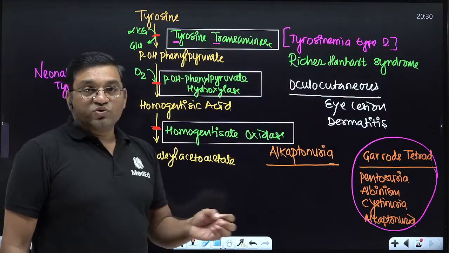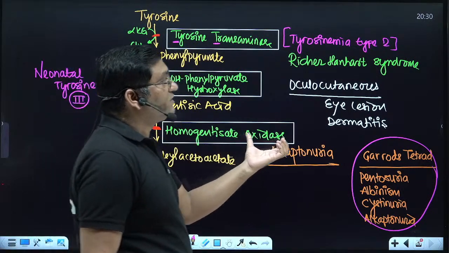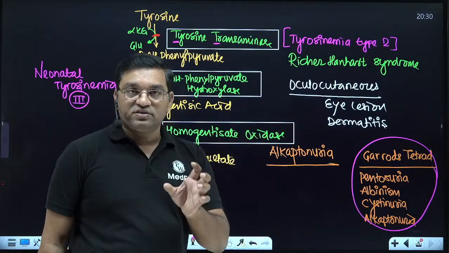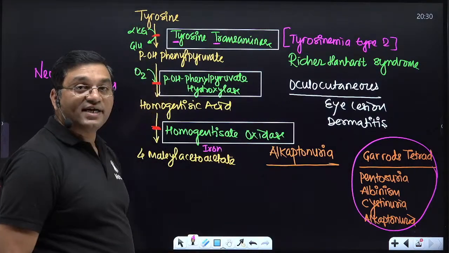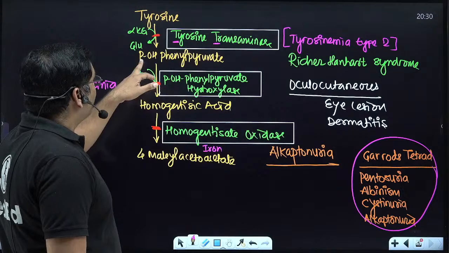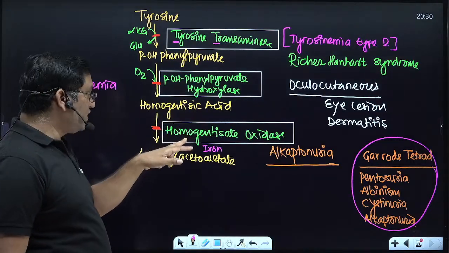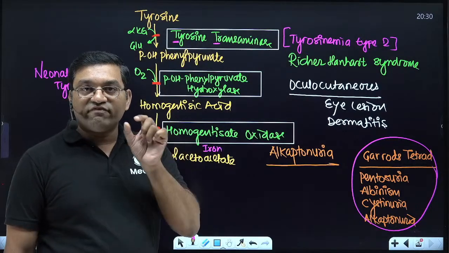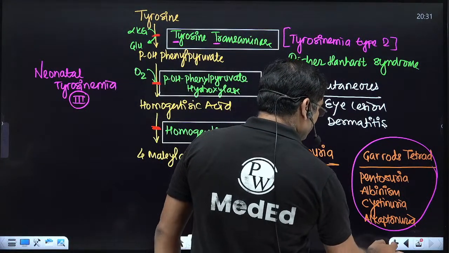Okay. Now alkaptonuria. What is alkaptonuria? This is an autosomal recessive disorder due to the defect in the enzyme homogentisate oxidase. Another name of homogentisate oxidase, just remember this, is homogentisate dioxygenase. This is a dioxygenase. It requires iron. This is important for the INICET exam. Another name, para-hydroxyphenylacetate dioxygenase, is another name of homogentisate oxidase. Now what happens in alkaptonuria?